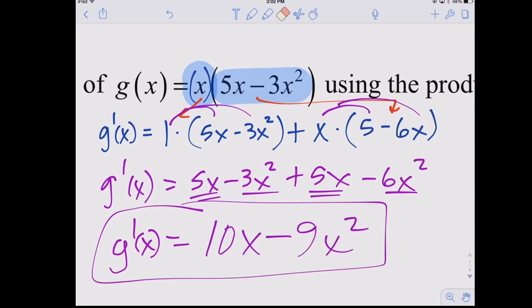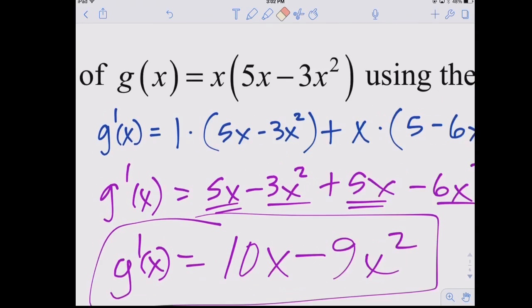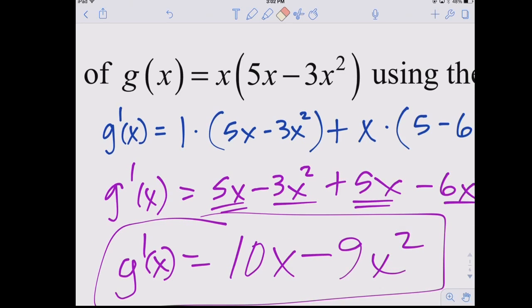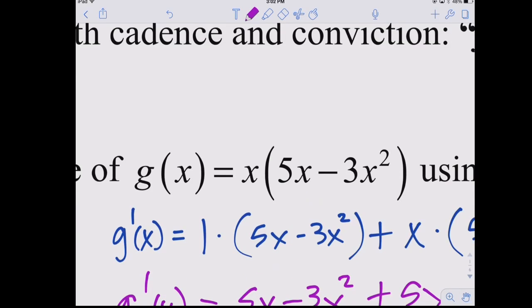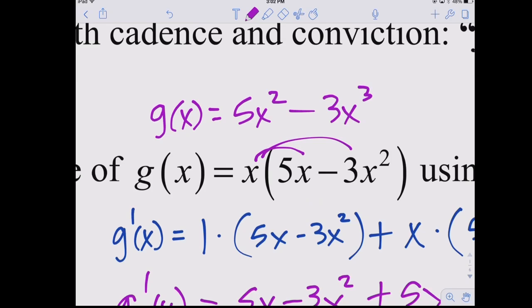Now, looking back to what I originally asked you to do. If I just asked you to find g prime and I left you to your own methods, could you do this problem before you came in today with any advanced knowledge of the product rule? Absolutely. You would have had to have done what first? Expand it out. X times 5x is 5x squared minus 3x cubed. So if you simplify early and often, it might help. Simplifying a little bit more on the front end can help on the back end, right?